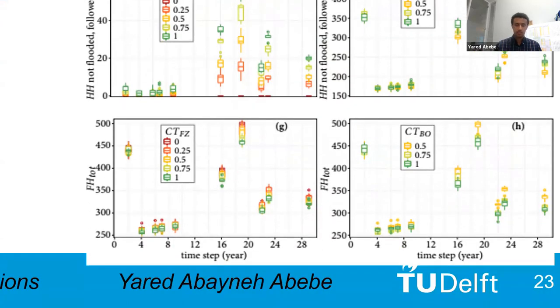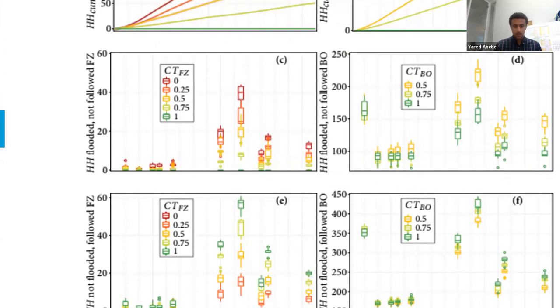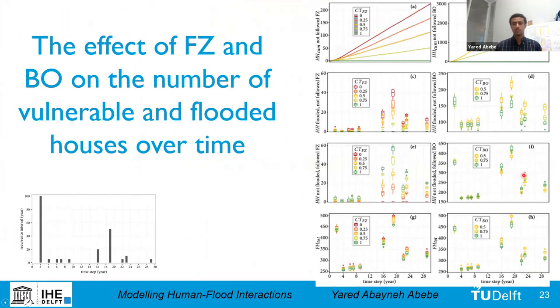So that is the message. Our conclusion, one of our conclusions, is that the building ordinance is an existing policy. If the St. Martin government enforces this policy properly, then they can reduce the flood risk significantly, up to 450 people saved here.